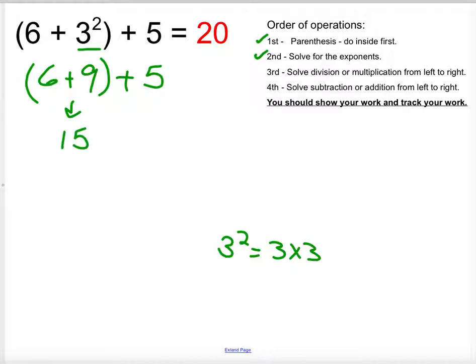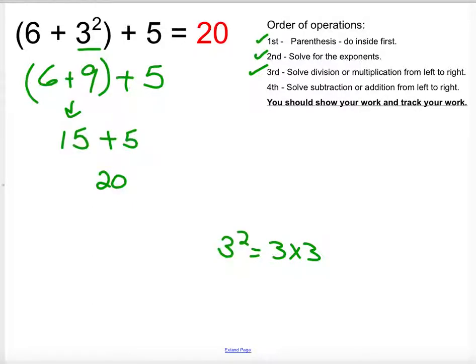And now we can go on to solve, because we're done in parentheses, division or multiplication. We don't have any division or multiplication, so we're moving on to the operations of subtraction or addition, which we have, and so we now have 15 plus 5 is 20. All right, and there we go.